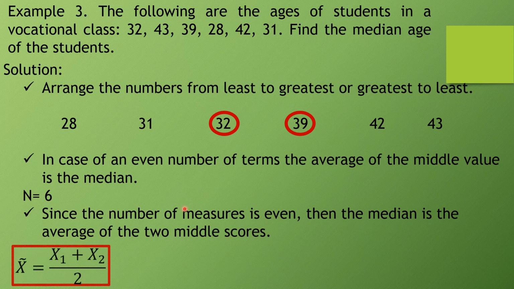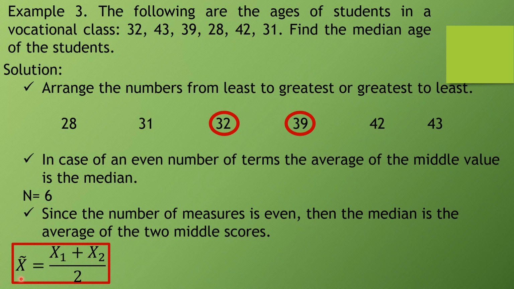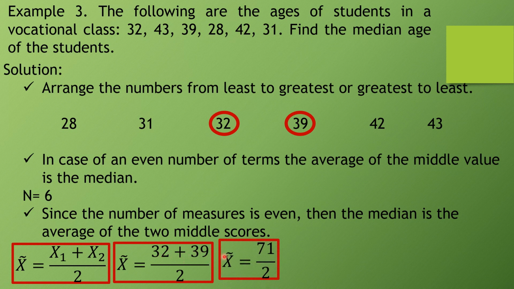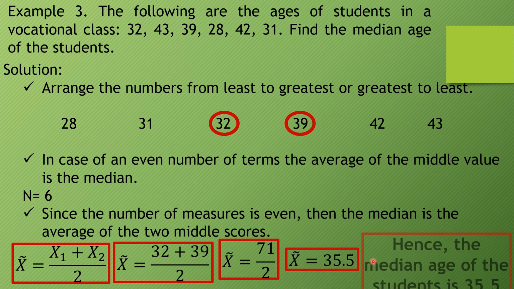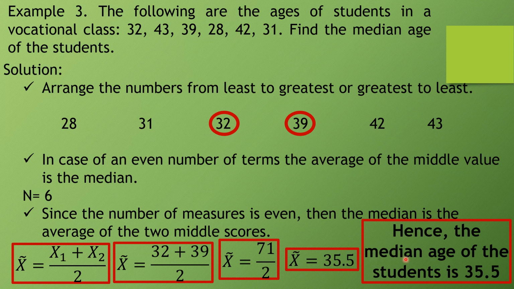So, using the formula, x tilde is equal to x sub 1 plus x sub 2 divided by 2. Again, our x sub 1 is 32 and x sub 2 is 39. 32 plus 39 is 71. 71 divided by 2 is 35.5. Hence, the median age of the students is 35.5. Now, those are the 3 examples for the median.